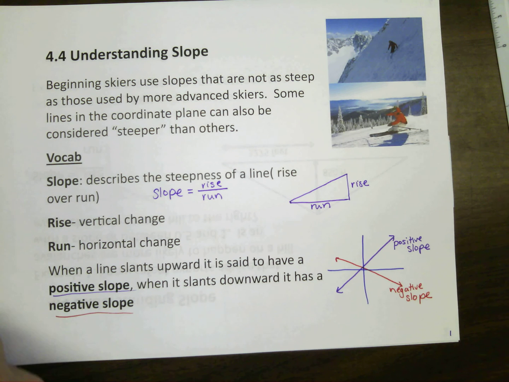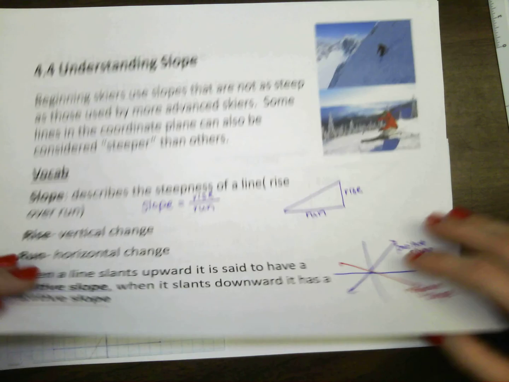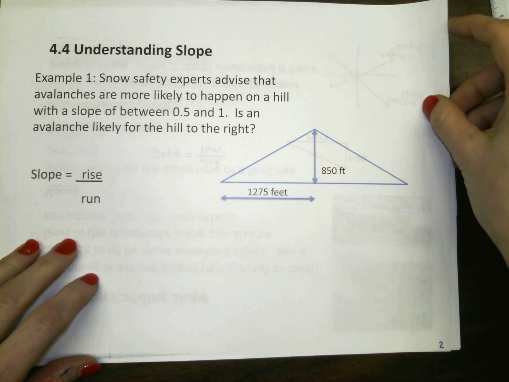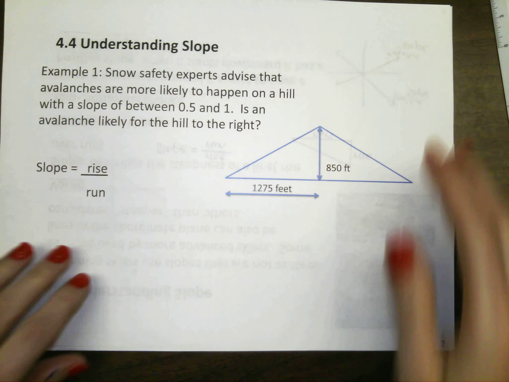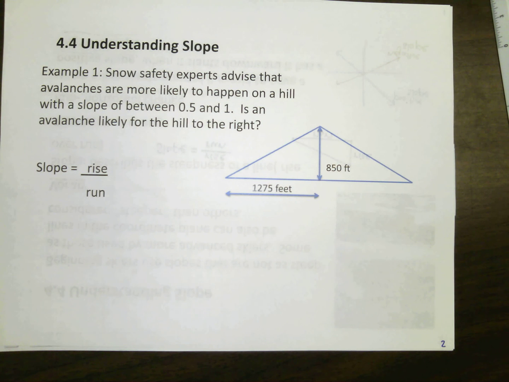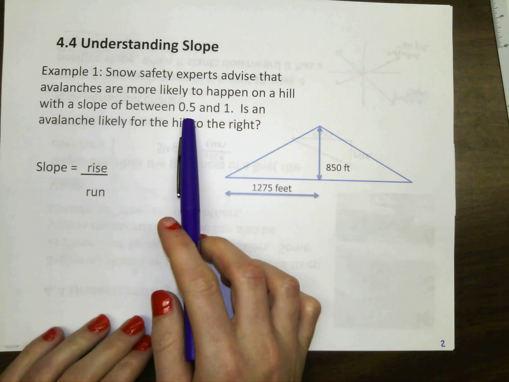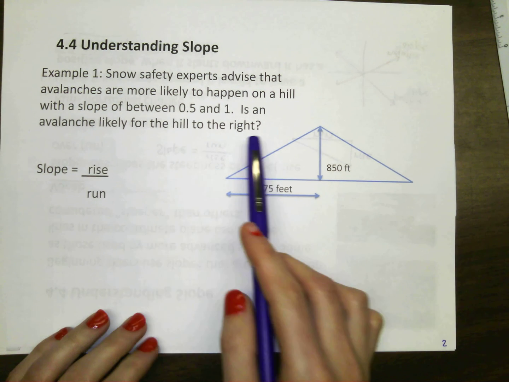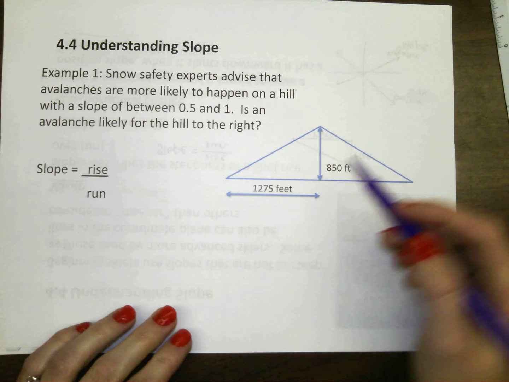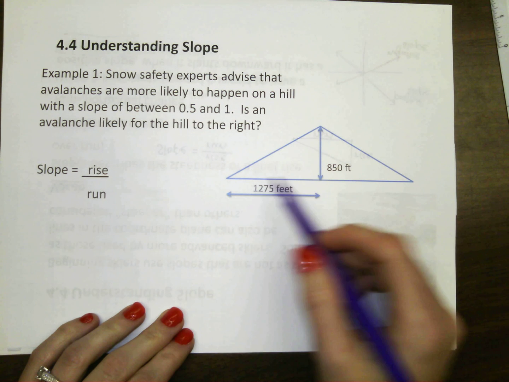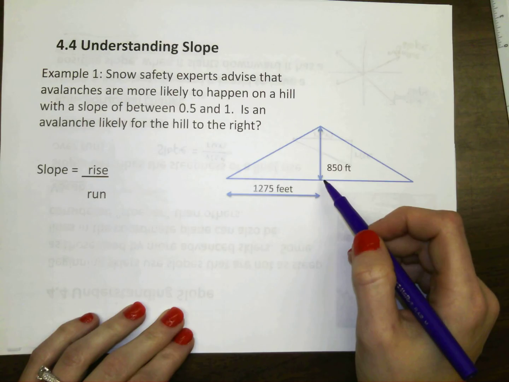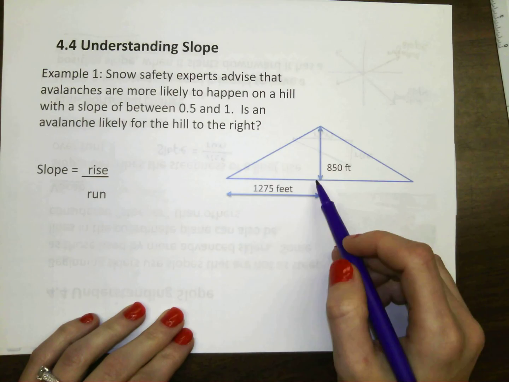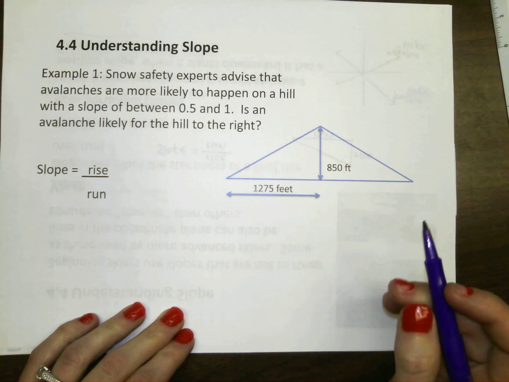Okay, so let's do some problems. Example 1 says that snow safety experts advise that avalanches are more likely to happen on a hill with a slope between 0.5 and 1. Is an avalanche likely for the hill to the right? So here we have a hill with a rise of 850 feet and a run of 1,275 feet.